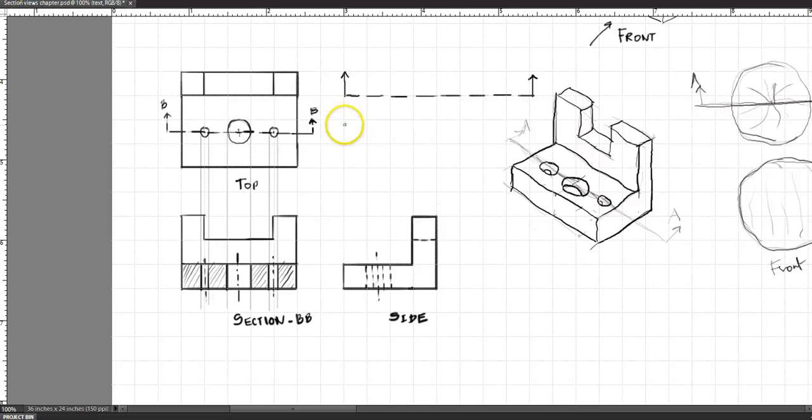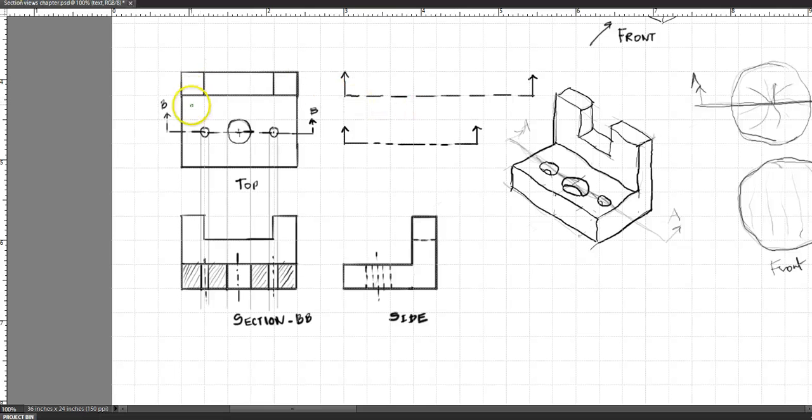Now the second type of line, you could use either one of these. The second type of line would look like one long line, then 1 and 2 short ones, then the next long one again, then 1 and 2 short ones, then a long one again, and that would be my cutting plane line. Okay, so two different types, you could use either one of those.